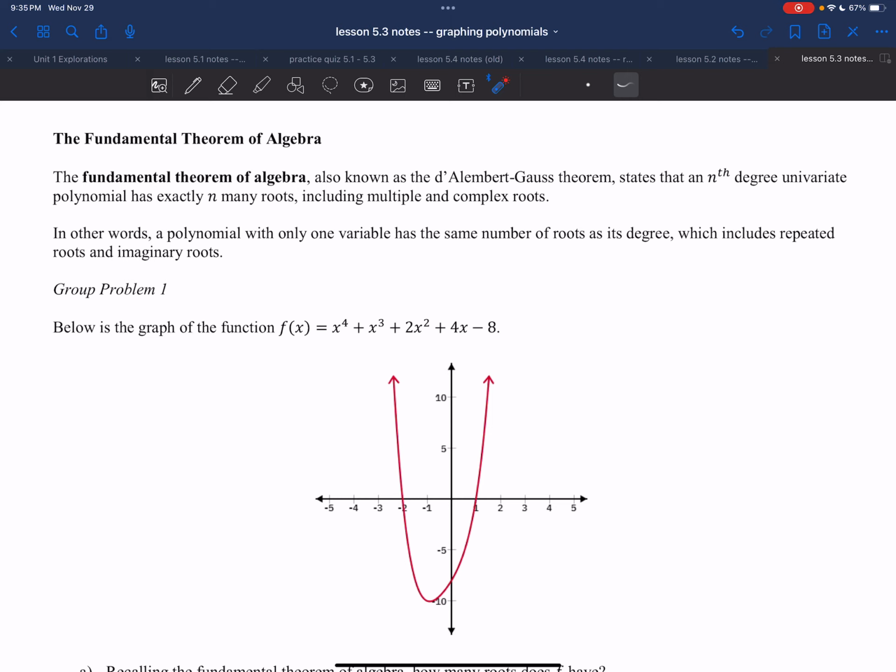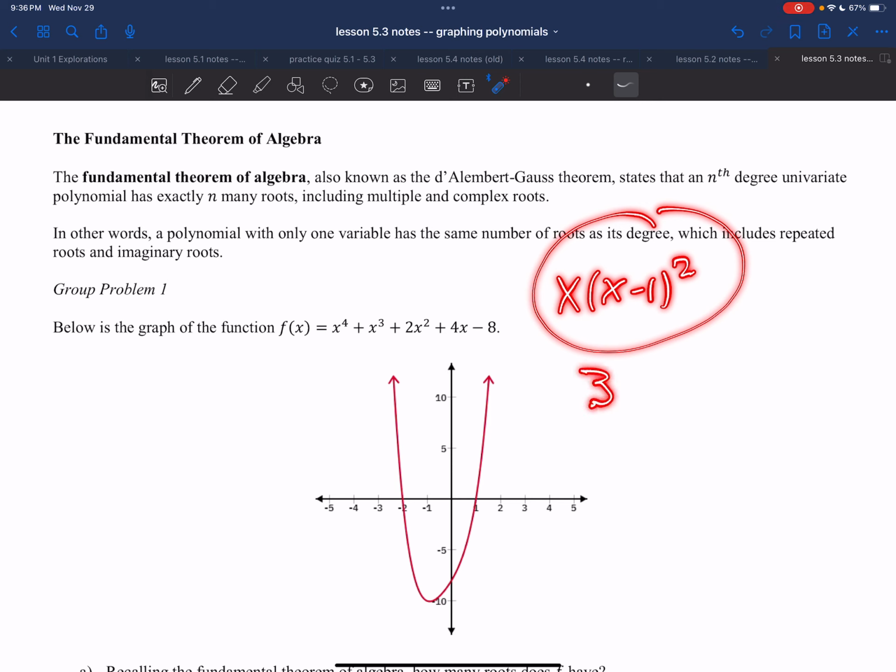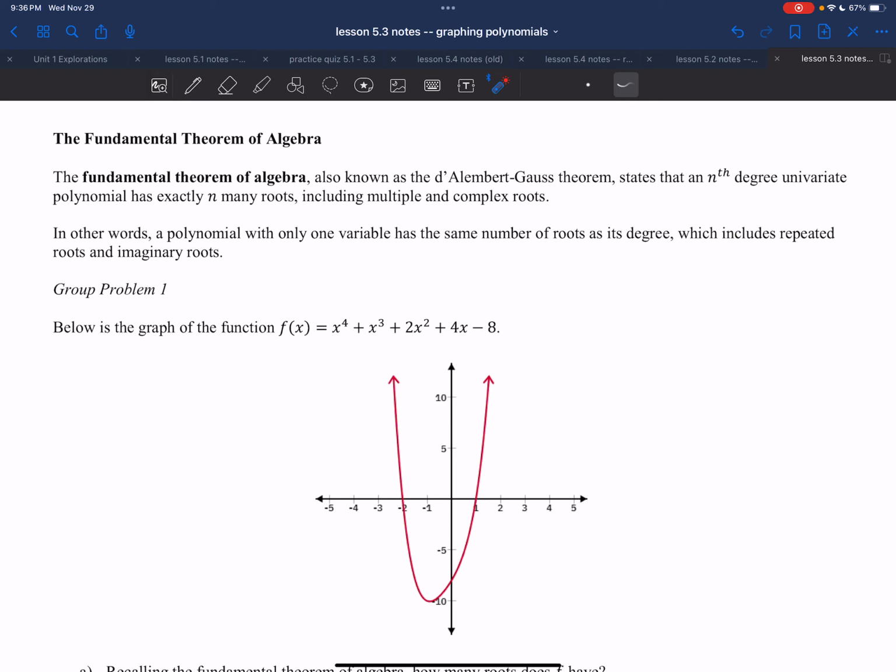So for example, you could have x times x minus 1 squared. You know that the degree is 3. You'd say, oh, but there's only 2 roots, 0 and 1. But 1 happens twice because it's a double root. So there's technically 3 roots. Yeah? So the fundamental theorem of algebra includes multiple and complex roots.